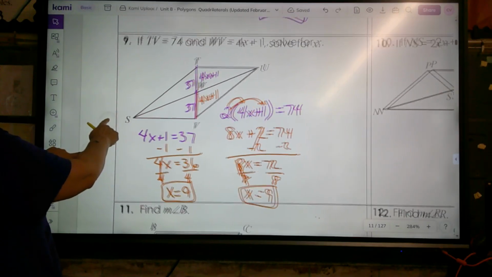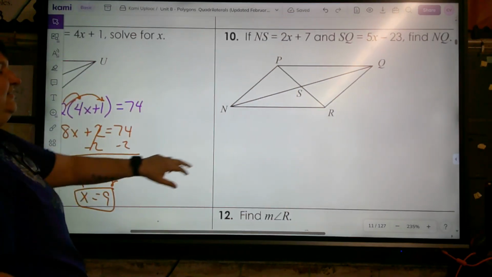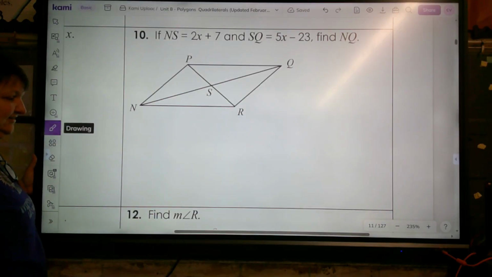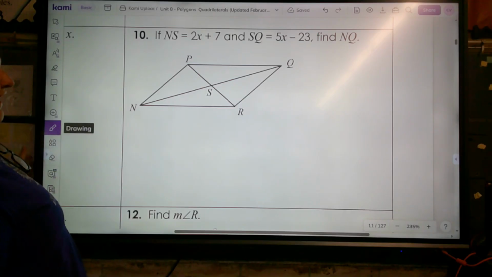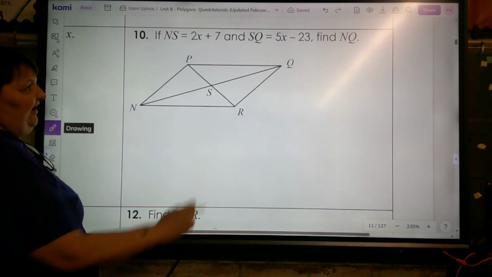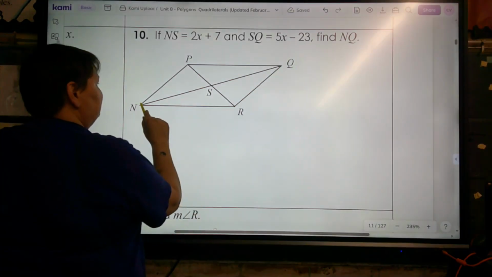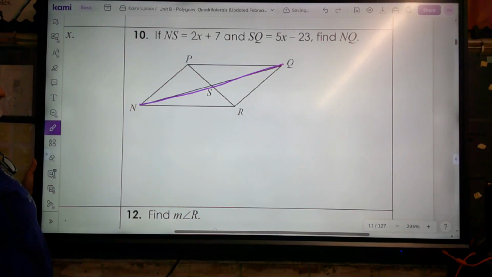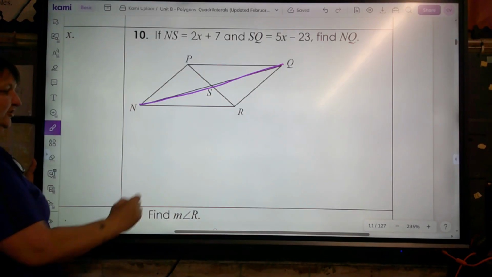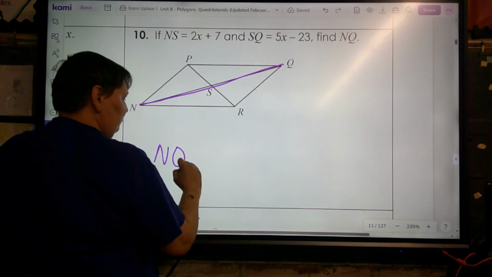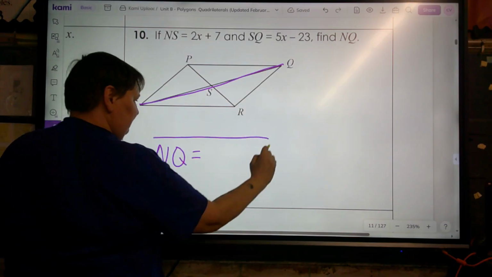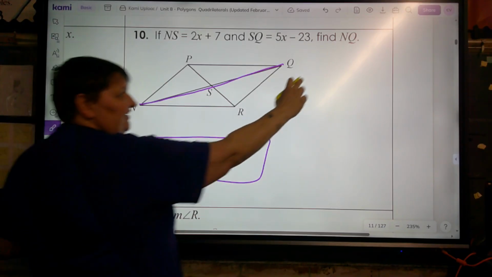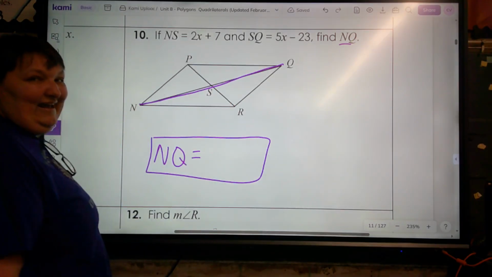All right, and then number 10, same as number 8. First you have to find the x, and then once you have the x, you have to go back and find n cubed. So your answer should be n cubed equals something. Don't stop at x, because this one wants you to find n cubed. Make sure you go back and answer the question.